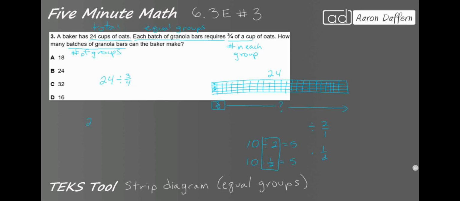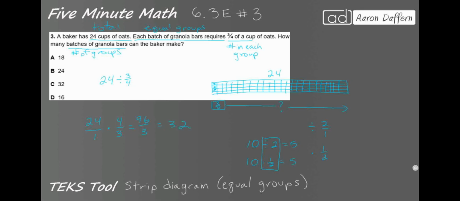So I can do 24. I'm going to make it 24 wholes. Any whole number can be turned into a fraction over 1. I'm going to take my 3/4. Dividing by 3/4 is the same as multiplying by 4/3. That's the inverse relationship. Now I can multiply straight across. So I'm going to get 96 divided by 3. And if I do that, I'm going to end up with 32.